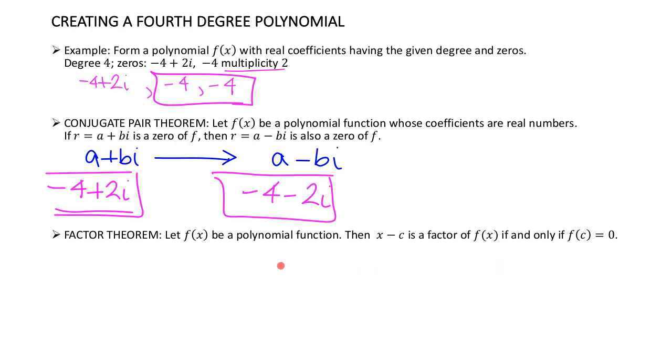So this theorem says that if we have a polynomial function f of x, and it's an if and only if, and so we're actually going to use it in reverse, but I'll read it to you in this form first. x minus c is a factor of f of x if and only if f of c is 0. Well, if and only if statements work in both directions. That's what the if and only if means. So we're actually going to use this in reverse.